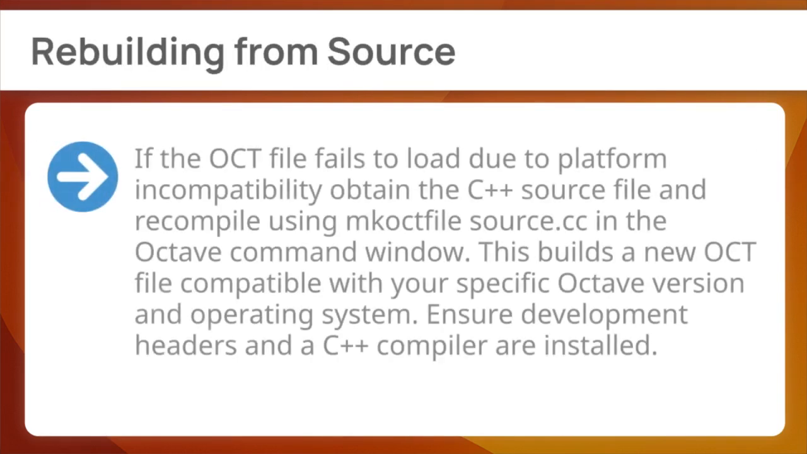Next, rebuilding from source. If the OCT file fails to load due to platform incompatibility, obtain the C++ source file and recompile using mkoctfile source.cc in the Octave command window. This builds a new OCT file compatible with your specific Octave version and operating system. Ensure development headers and a C++ compiler are installed.